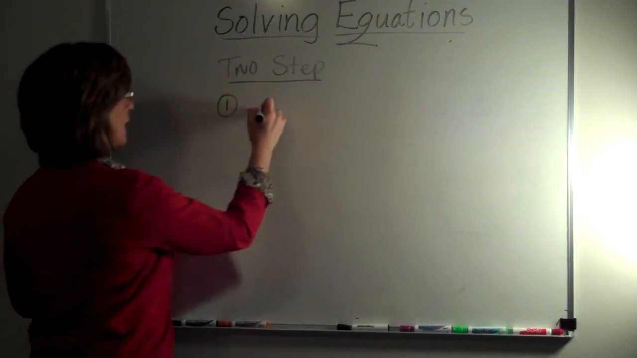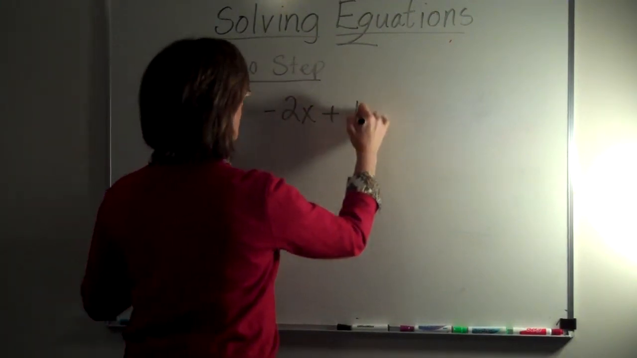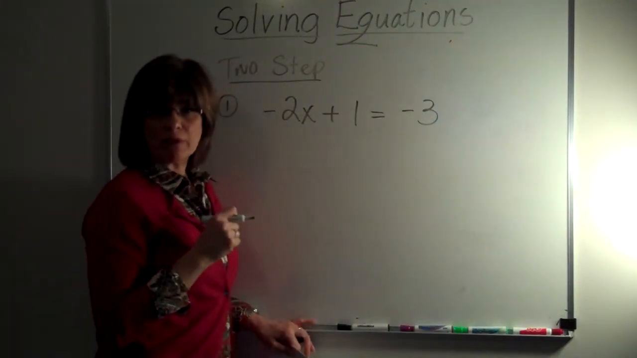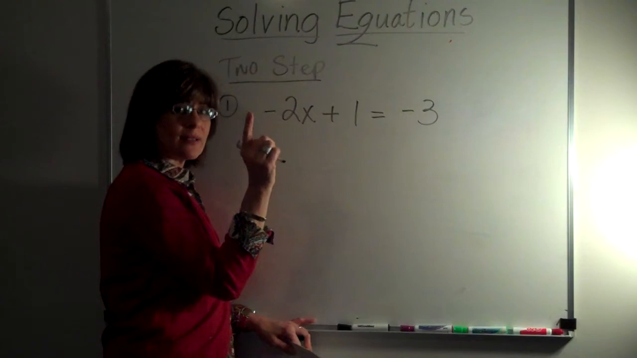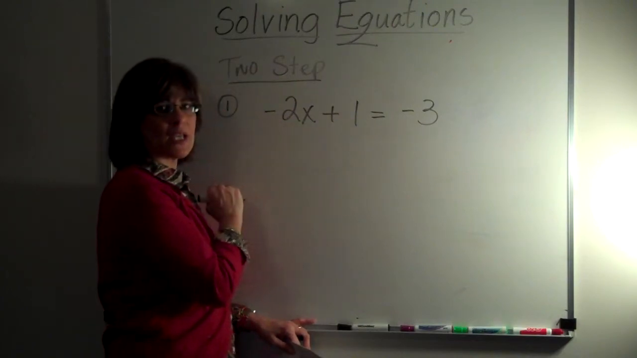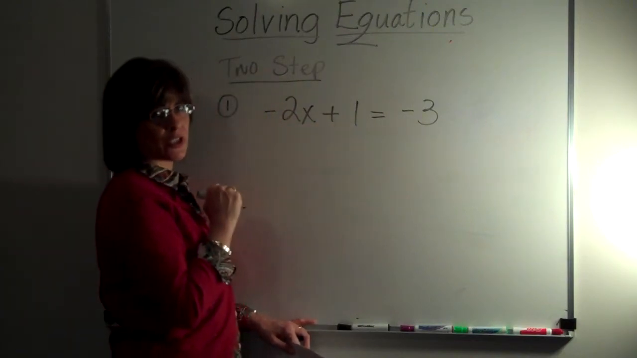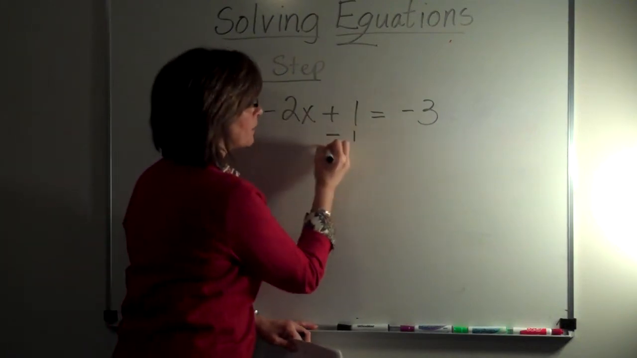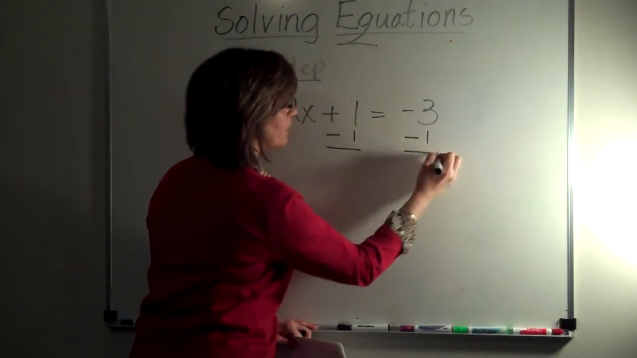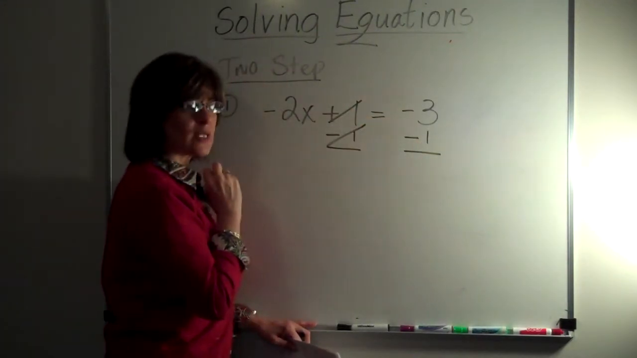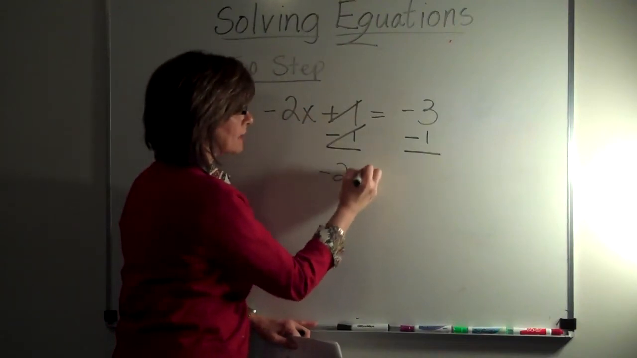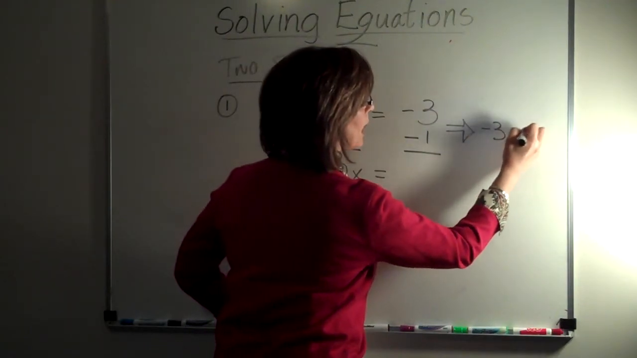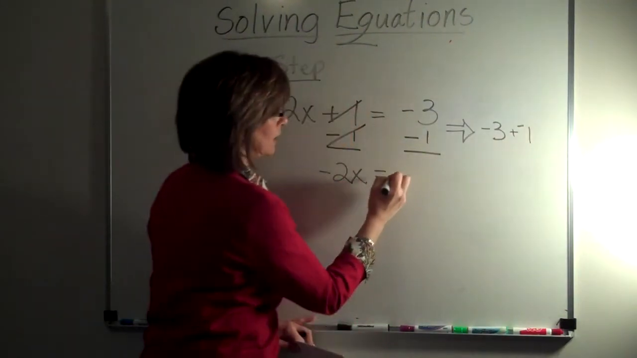Number one, negative 2x plus 1 equals negative 3. So the only difference from what we've been doing is that I have a choice. I can undo this multiplication or I can undo this addition. My rule is undo the addition first. So I subtract 1 from this side and I subtract 1 from this side. This side cancels out, leaving me negative 2x equals, now remember over here, it's really negative 3 minus 1, add the opposite, and you get negative 4.